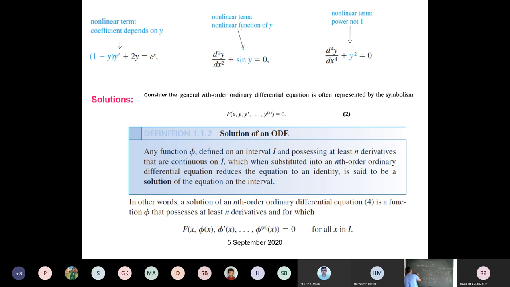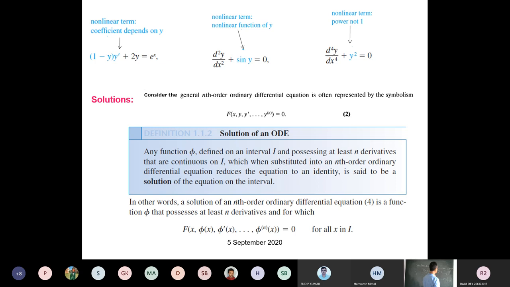That any function phi defined on an interval I and possessing at least n derivatives that are continuous on I, so it has to be continuously differentiable up to nth order, as I have told you. And when substituted into an nth order ordinary differential equation like this, it reduces the equation to an identity like this, then we say that phi is a solution of the differential equation in that interval.